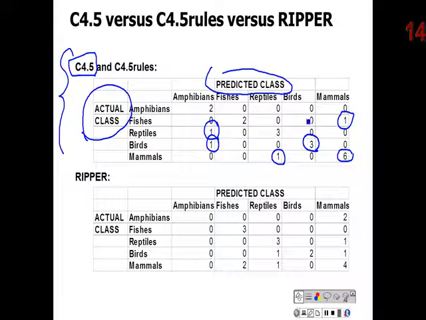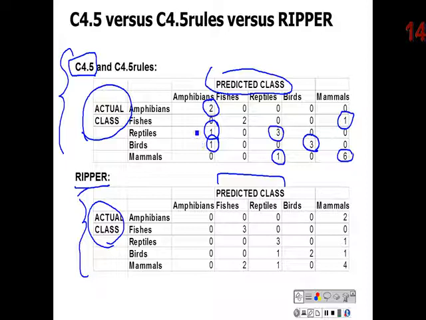Here the same for birds: the predicted value was right as a bird, and one of them was wrong. In the reptiles, for example, three of them were right and one of them was an outlier. The first one was completely an accurate prediction. If you use Ripper on this specific data, and as I said, it's data dependent, here is the actual value of the class and this is the projected, and you can compare between both and tell me which one, based on those numbers, is better than the other.